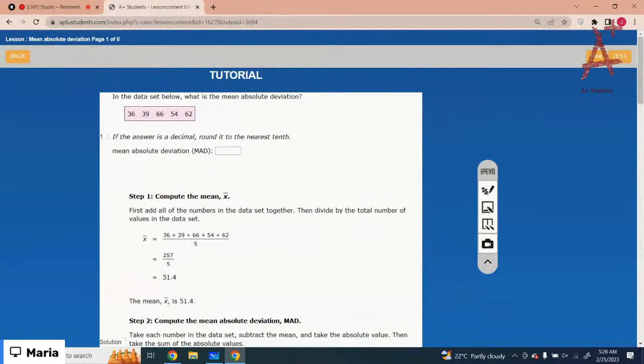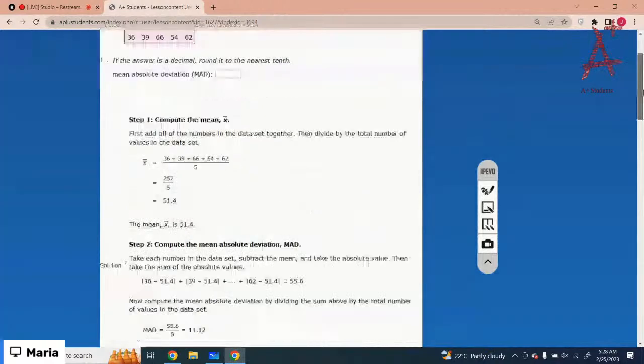Now you have to calculate the mean absolute deviation. So select the mean. The mean is 51.4. Select all the data.